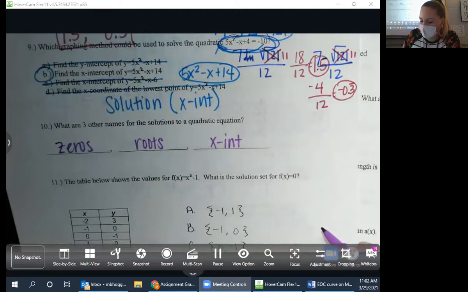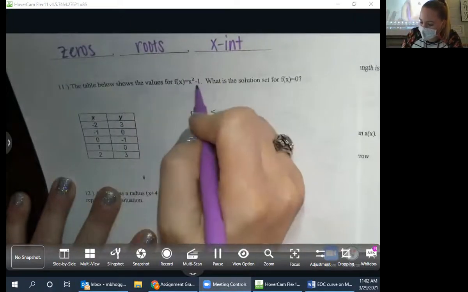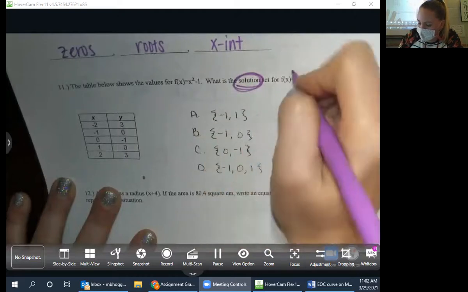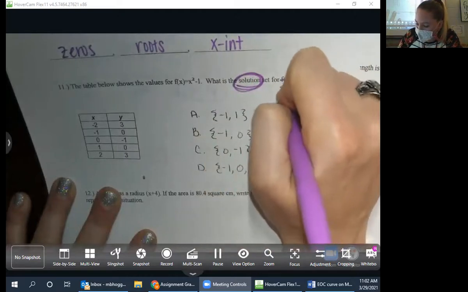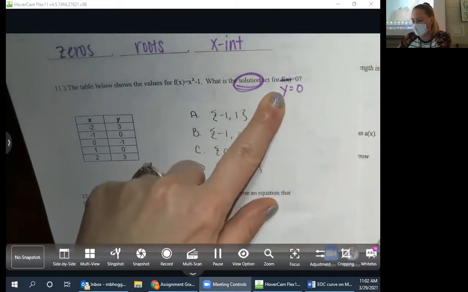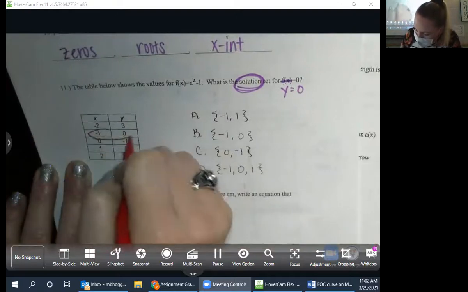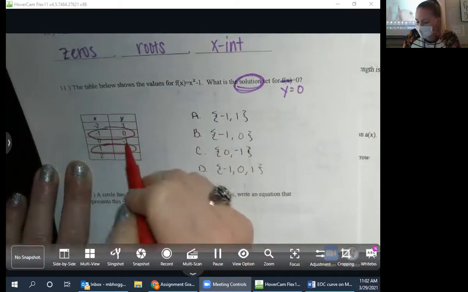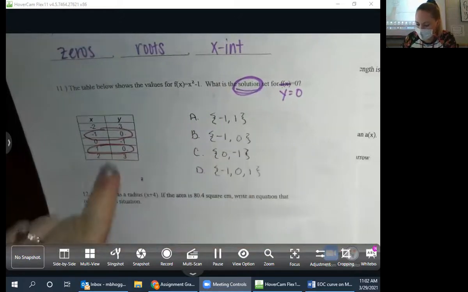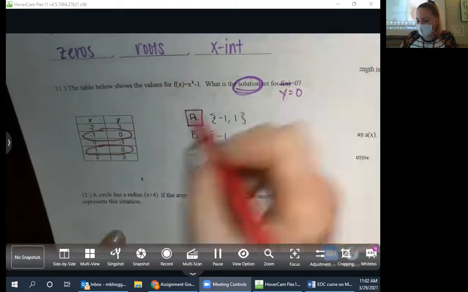Okay, look at number 11. They give you a table. And it says, this is the table for x squared minus 1. What is the solution set? So where's the x-intercept when f of x or y equals 0? Remember, anytime you see f of x, you should mark it out and put y equals. So y equals 0. Right now, I want you to circle where y is 0. There's 2 of them where y is 0. What are the x values there? 1 and negative 1. So A is your answer.